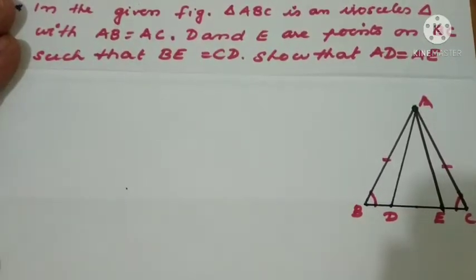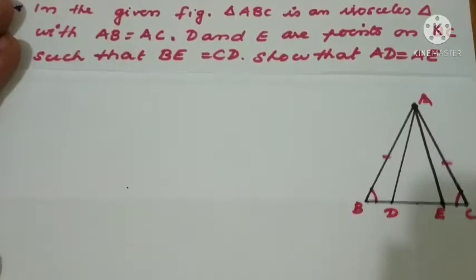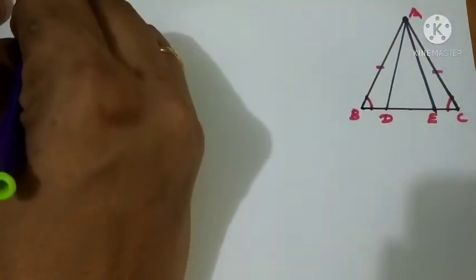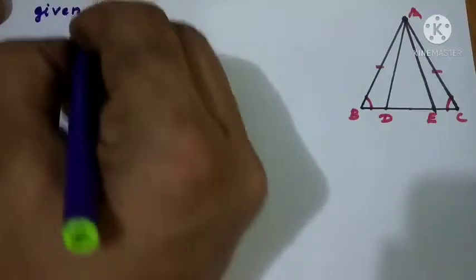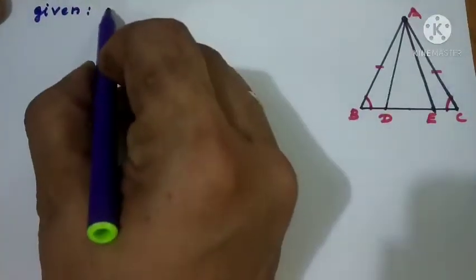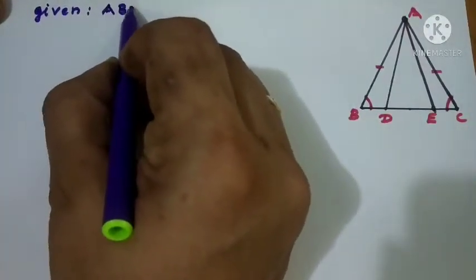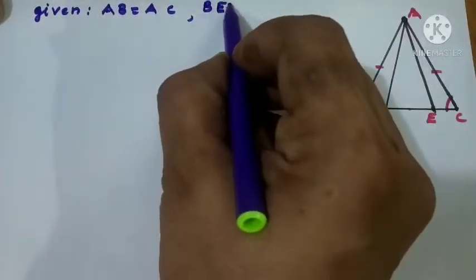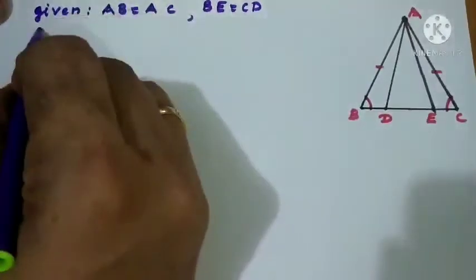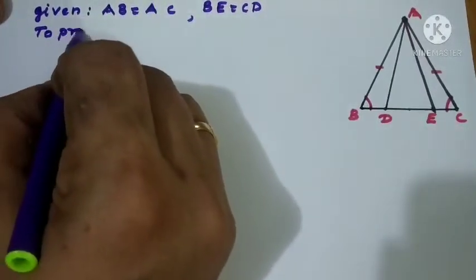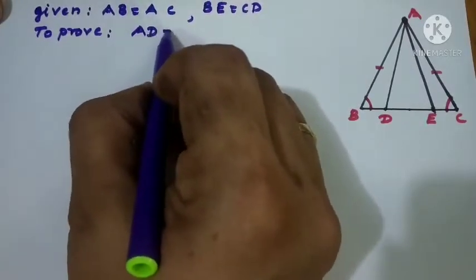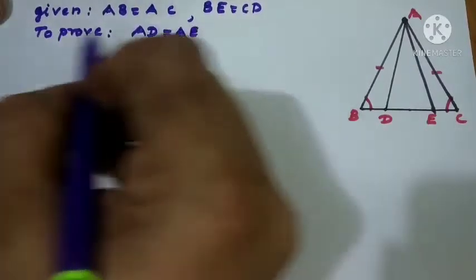First we will write what is given in the question and what is to be proved, and then we can go for the proof. What is given? AB equal to AC. Also BE equal to CD. To prove: AD equal to AE. Proof now.